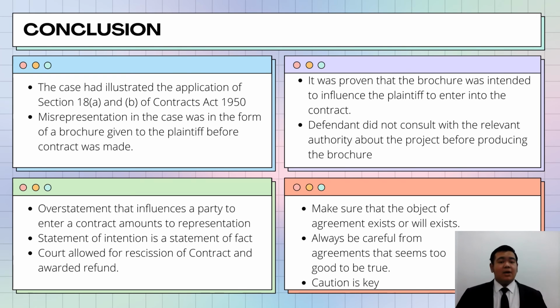So, what can we learn from this case? Firstly, it is advisable for us to make sure that the object of any agreement does indeed exist before entering an agreement. This goes for both parties of a contract. The promisor, although believing such an object exists or will exist, must make sure that it is truly viable and can be erected or procured.